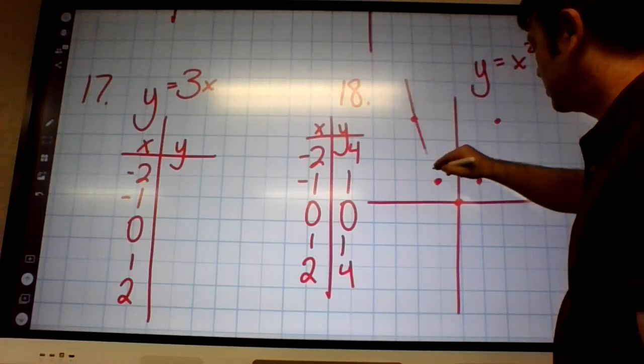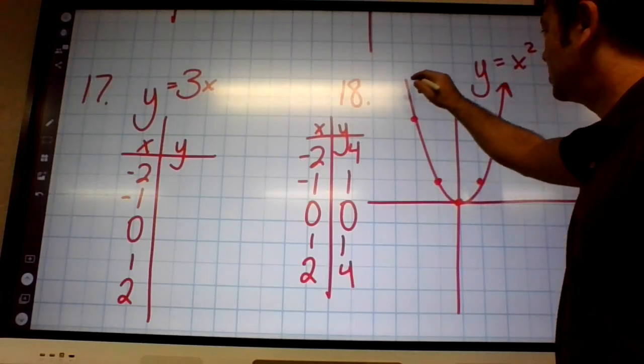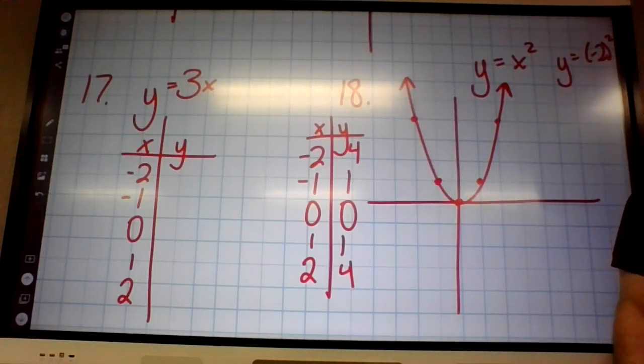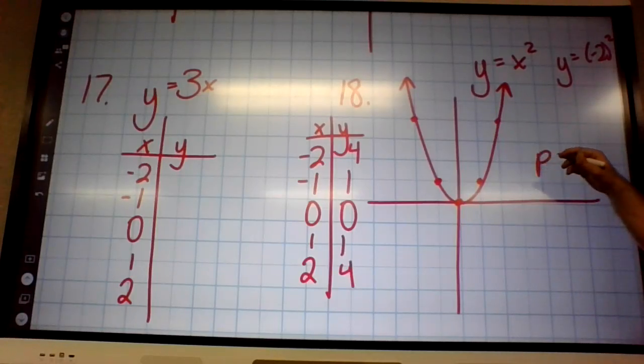This shape, we'll talk more about these later, but it's called a parabola.